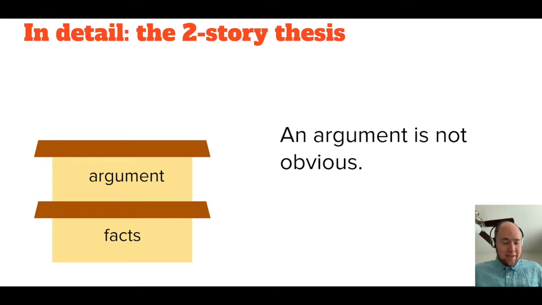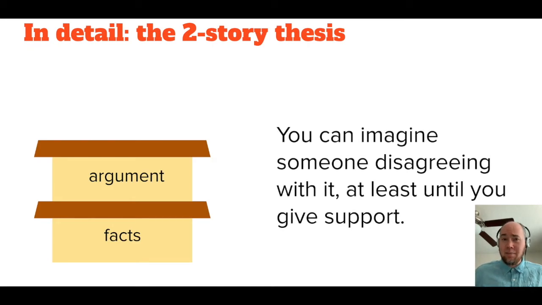So it's not something like "the habit loop has 3 parts" that anybody who read the book would know, okay? And because it's not obvious, you can imagine someone disagreeing with it. You can imagine someone saying, well, wait, you have to prove that that's true, right? And that's why you have to support it. That's why you have to give body paragraphs that prove that your thesis is true.